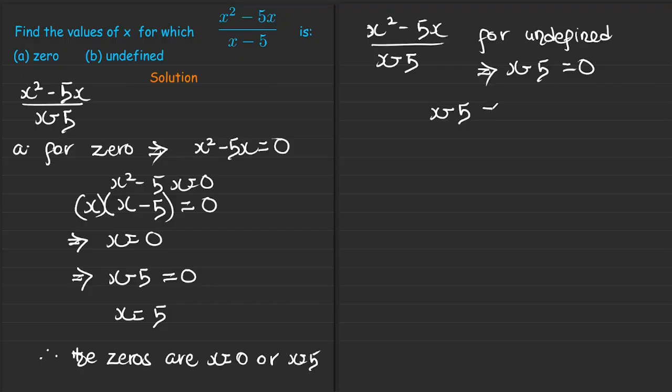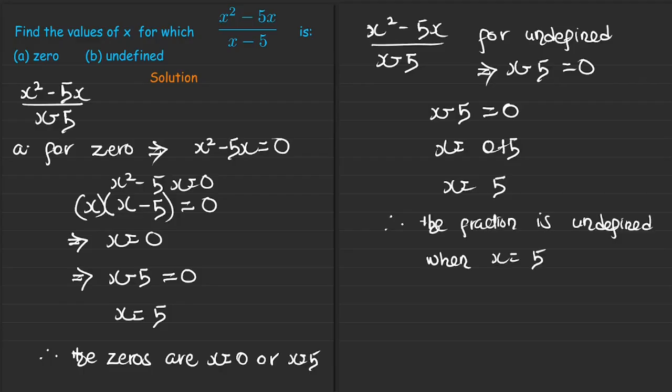And this is just a two-step solution. So our x is equal to what? 0 plus 5. And we know 0 plus 5 gives us what? A 5. So we say, therefore, the fraction is undefined when x is equal to 5. As simple as that. There are so many ways the questions can be asked.